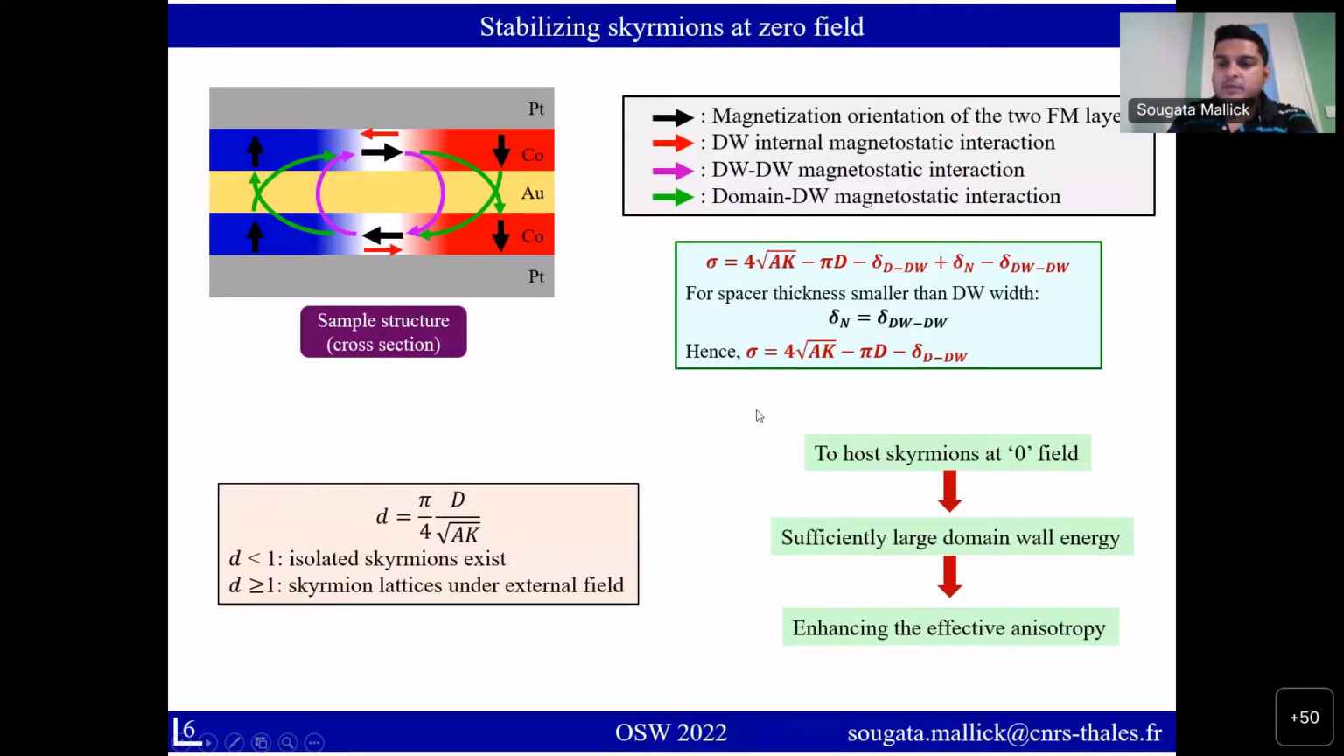Now, if you want to stabilize the skyrmion at zero field, what you need to do is increase the domain wall energy significantly, so that domain wall formation becomes energetically unfavorable and the system can host skyrmions in the absence of any magnetic field. And to do this, basically what you can do is increase the anisotropy energy of the system.